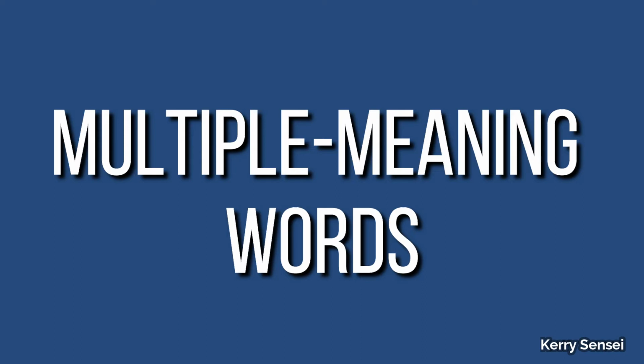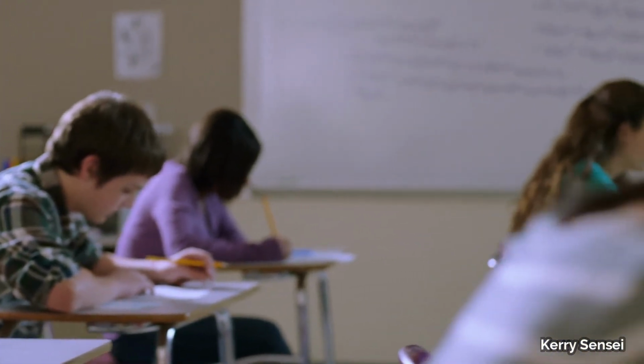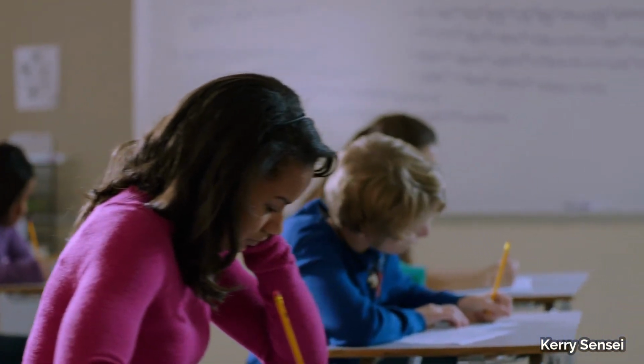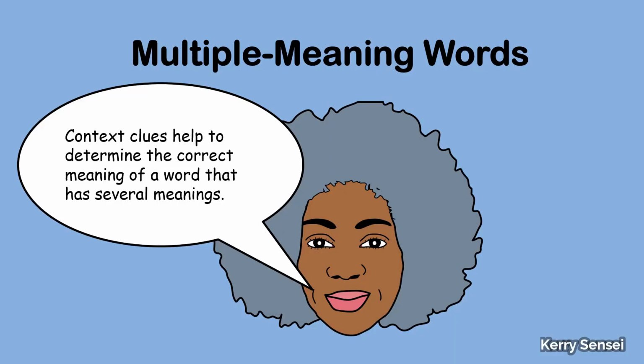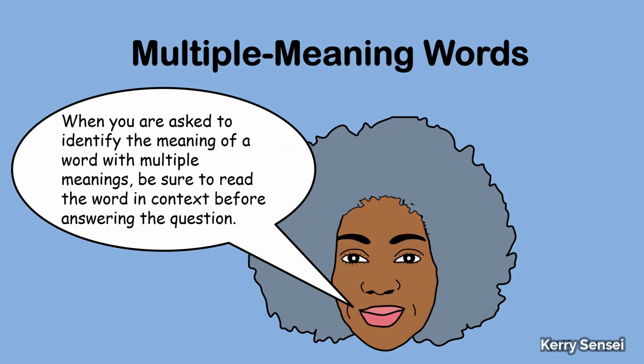Multiple meaning words. Another way we can achieve success when doing reading comprehension is by using context clues for multiple meaning words. Context clues help to determine the correct meaning of a word that has several meanings. When you are asked to identify the meaning of a word with multiple meanings, be sure to read the word in context before answering the question.